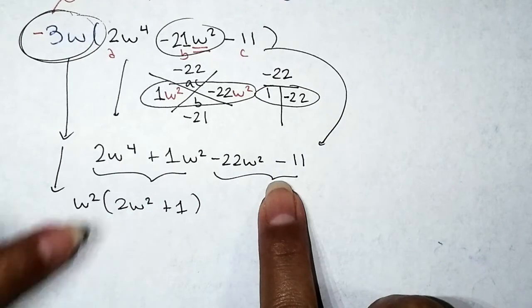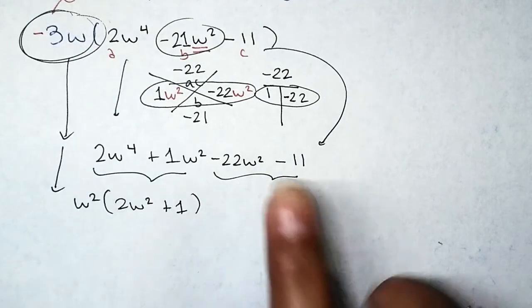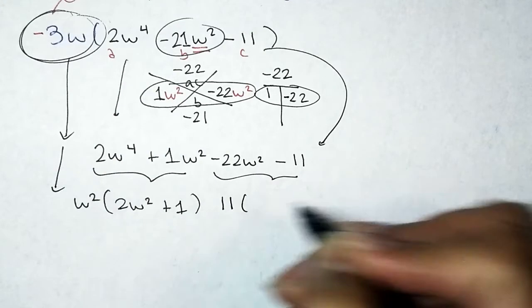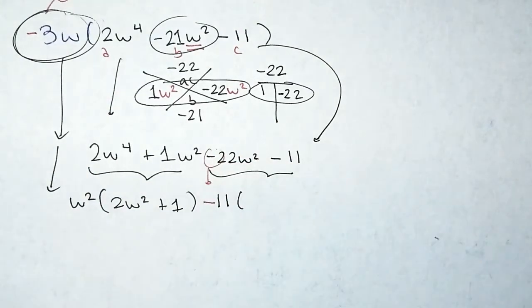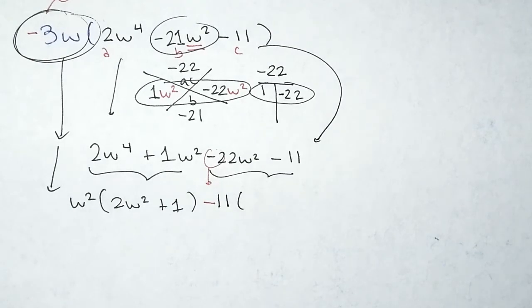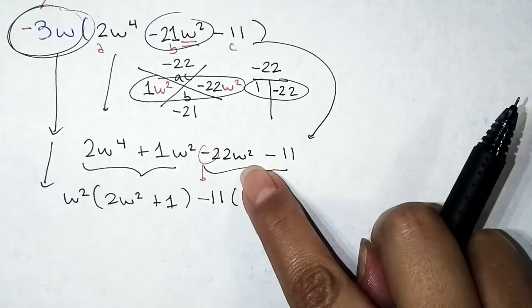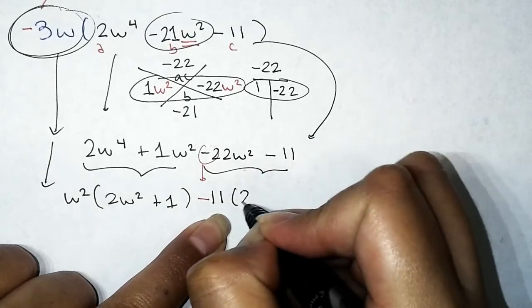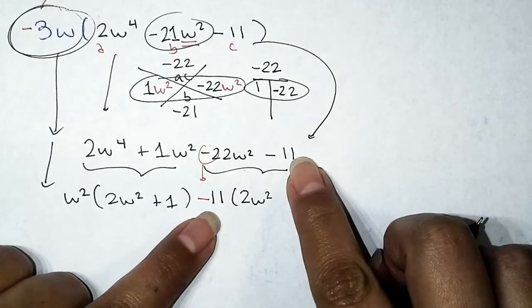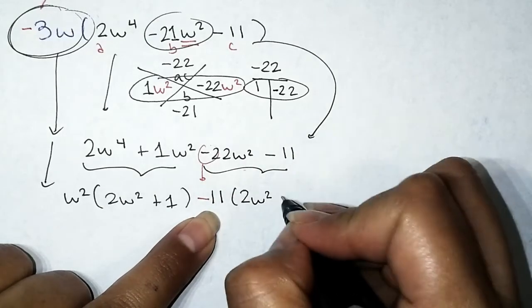Second group, the GCF, I think it's 11. But love yourself and go ahead, factor out negative 11. Let's see what we're left with when we factor out the negative 11 from the second group. First term over common factor, that quotient will leave us with 2w squared. Second term over common factor, the quotient will leave us with 1.